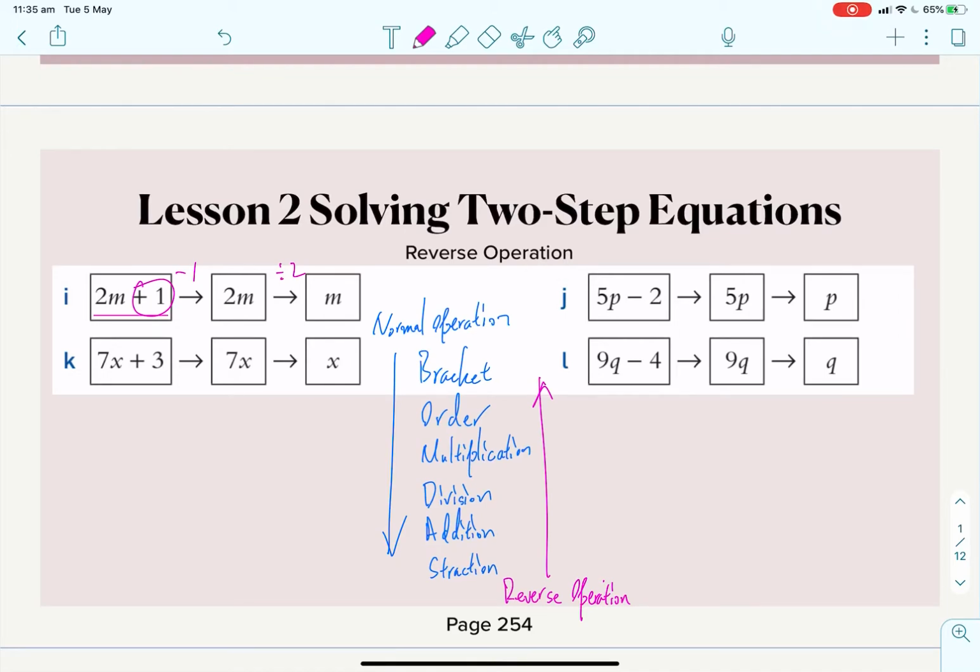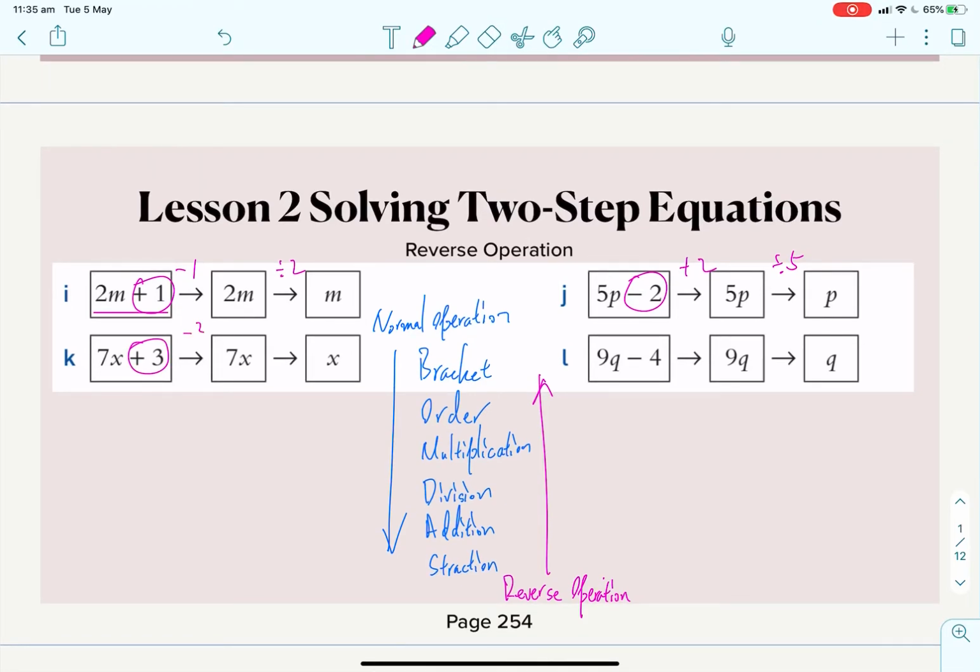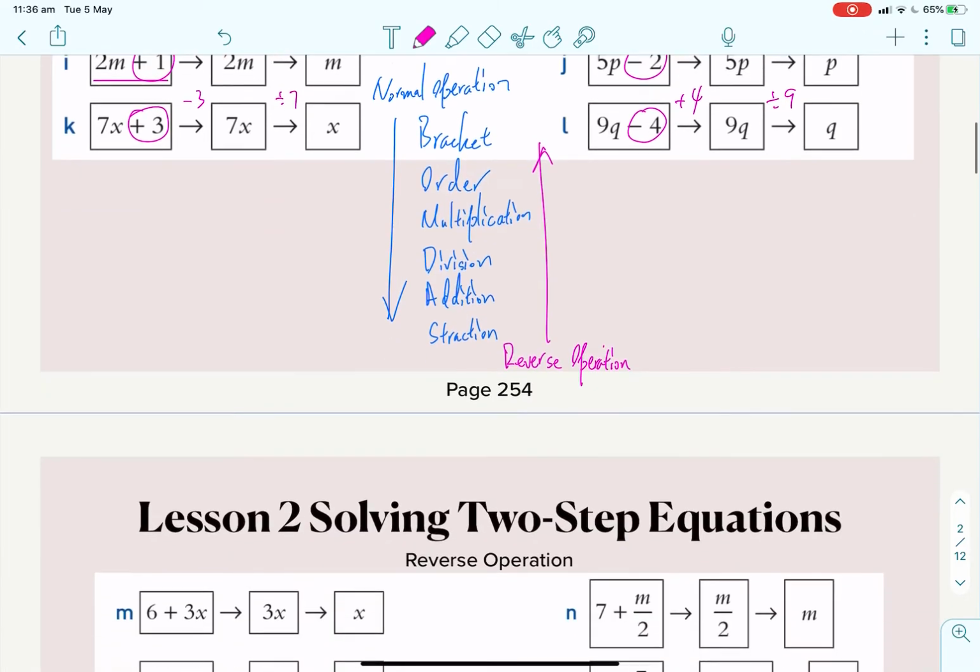So this is how reverse operation goes, the opposite of BODMAS. For the next one, again we take away the minus first, because minus comes after multiplication in BODMAS. So we plus 2 and then we divide by 5. Similar to the rest, this one is similar too. We've got plus 3 here, we take away the plus 3, the opposite is minus 3, and then 7 times x, the opposite of times is divide. Similar to this one, we plus 4 first and then we divide by 9. Okay, let's go into something a little bit harder.